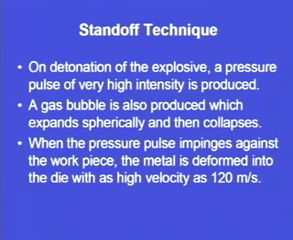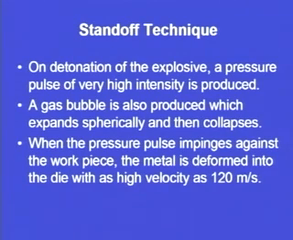Now, on detonation of the explosive, which as we have already seen can be some form of explosive chemical, a gaseous mixture, or any kind of propellant, a pressure pulse of very high intensity is produced. If the intensity is not high, then it will become extremely difficult to change the shape of the sheet metal. A gas bubble is also produced which expands spherically and then collapses. This we will try to understand with the help of a diagram.